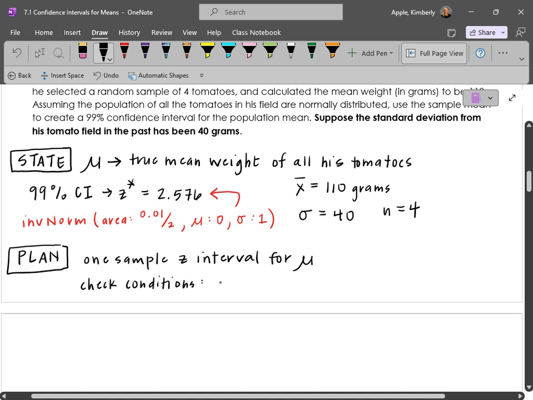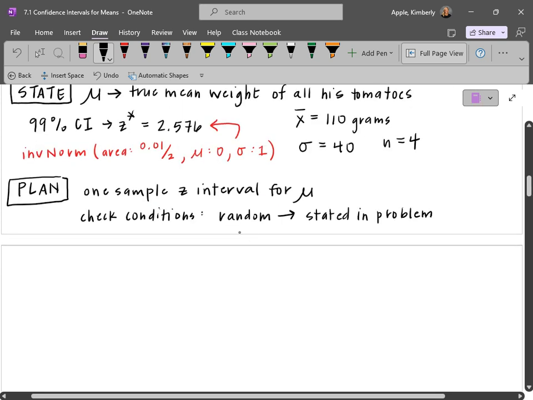Okay, so when we go to do that, we'll check the random condition. That was stated in the problem. You can quote it, you can say it was stated, it's easy to go back and see that. We want to check independence. We are sampling from a finite population without replacement. So that means our sample size, 4, must be less than or equal to 10% of all his tomatoes. We assume that would definitely be true, right? Definitely got more than 40 tomatoes.